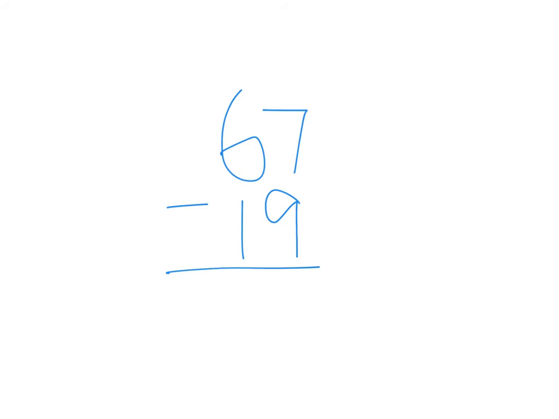So if we go to the next door house and see if they have any cupcakes, we can see they have 6. So we're going to take one, or in this case, it's actually taking 10. We've taken 10 cupcakes plus our 7 original ones. Now we have 17 take away 9, and that leaves us with 8.